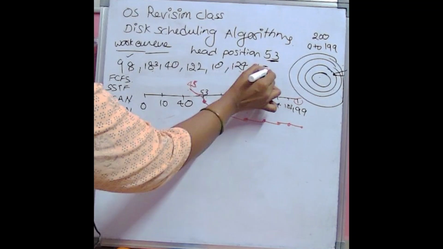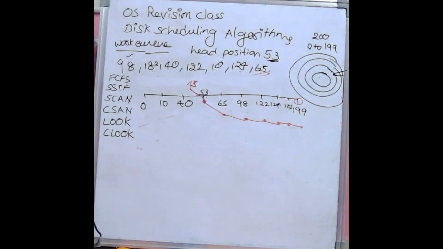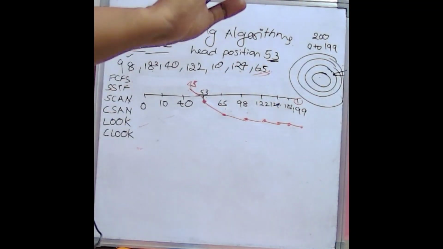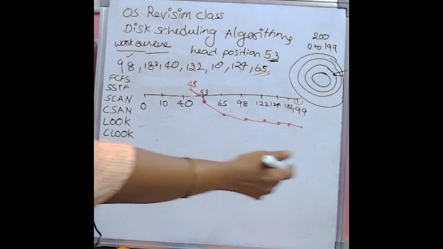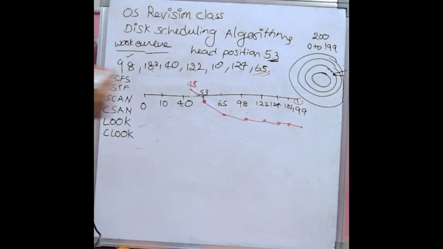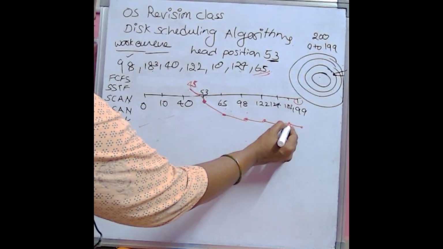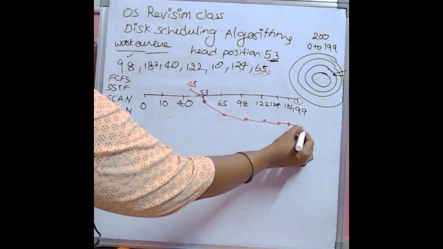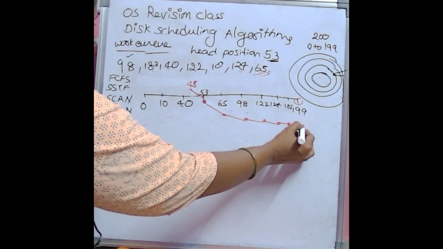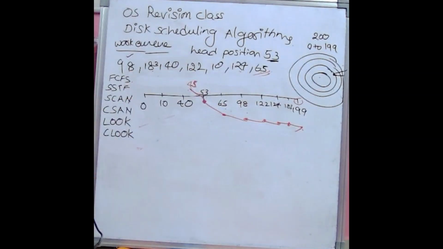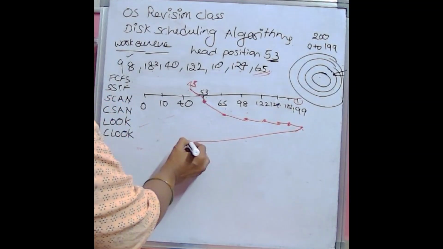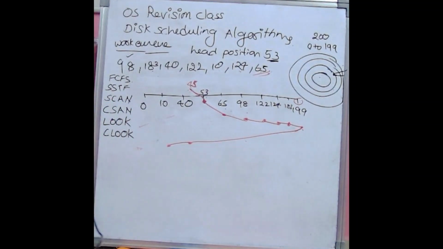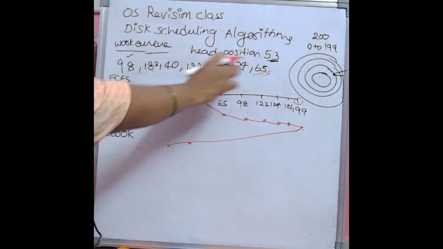199 is not in the work queue, but according to the SCAN algorithm, it will reach till the end. After that, it will come back in reverse manner. It satisfies all the requests up to 183, and the end cylinder number is 199. Then it moves in the reverse direction to the remaining requests: after 199, 40 and 10. This is the last request in the work queue.